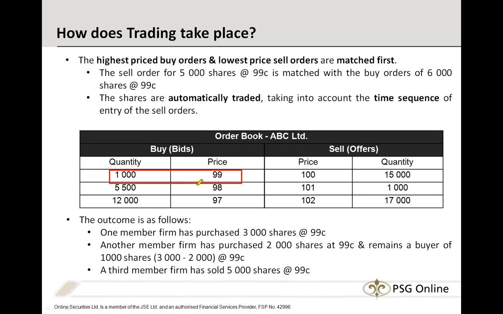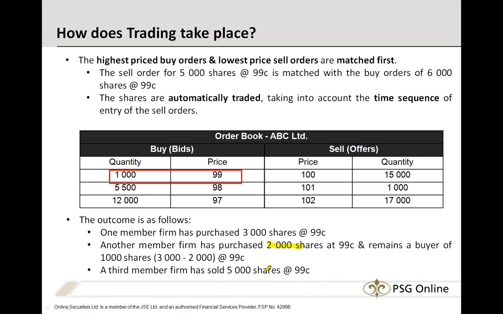We want to match. So now that it gets matched, three things have happened. One member has purchased 3,000 shares at 99 cents. Another has purchased 2,000 shares at 99 cents and remains a buyer at 99 cents. And the third member has sold 5,000 shares. This can happen very, very quickly, and this happens all the time, continuously. So it's dynamic.